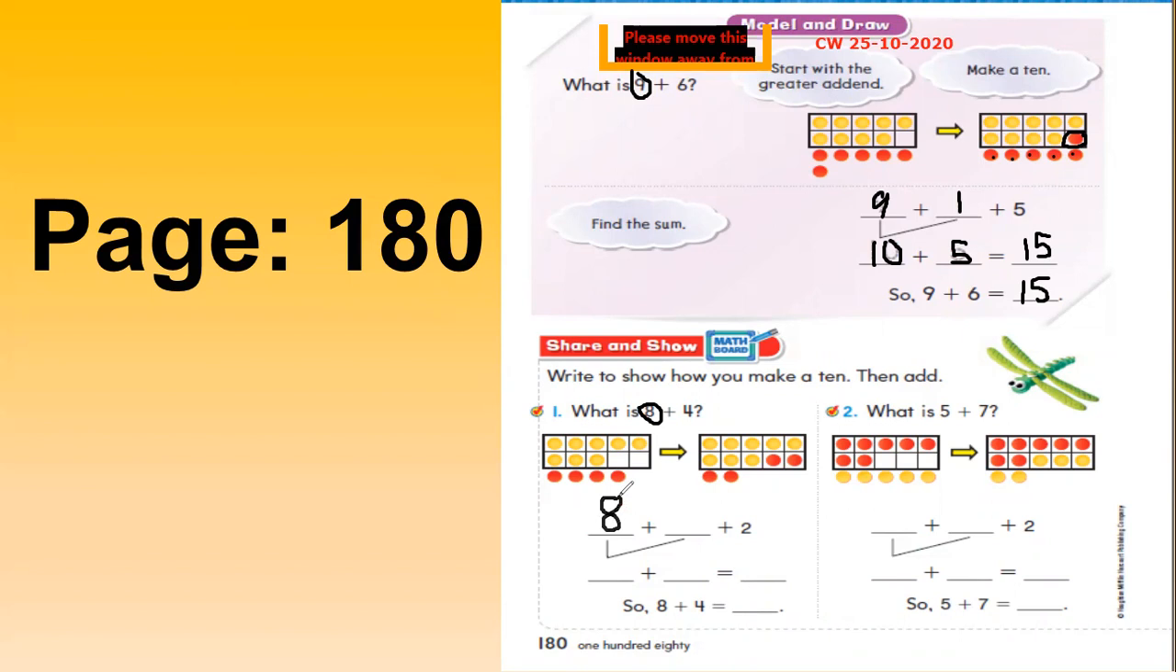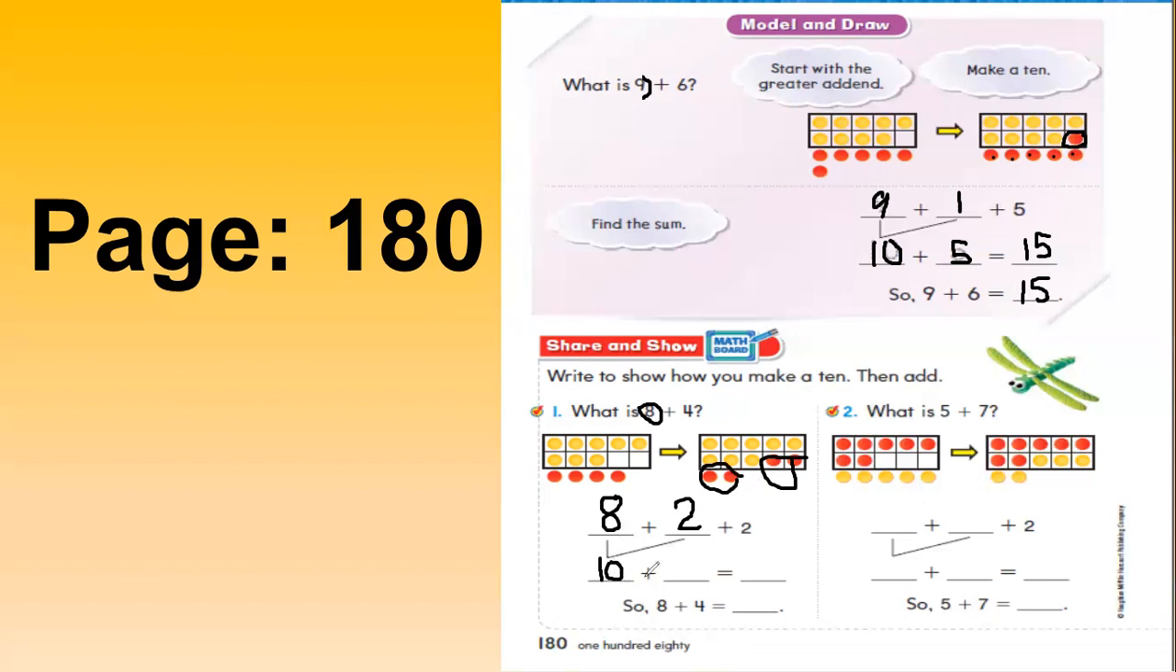So let me write here 8. Now, how many do I add to make 10? Yes, I add 2 more to fill the 10 frame. Look at the different color here. Yes, so it is 2. And look how many remaining outside I have. That is 2. So now, what makes 8 plus 2? You fill in the 10 frame. So that gives you 10.